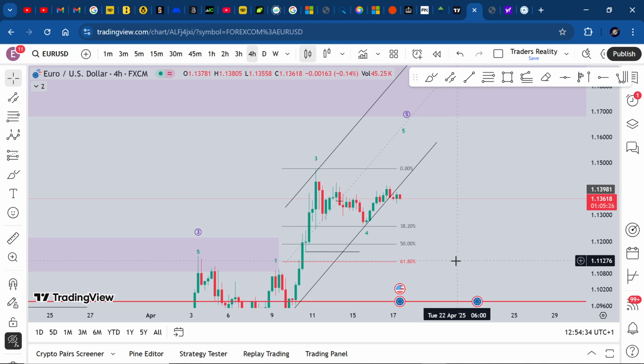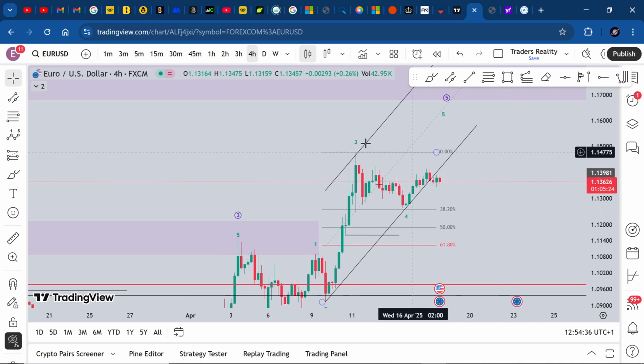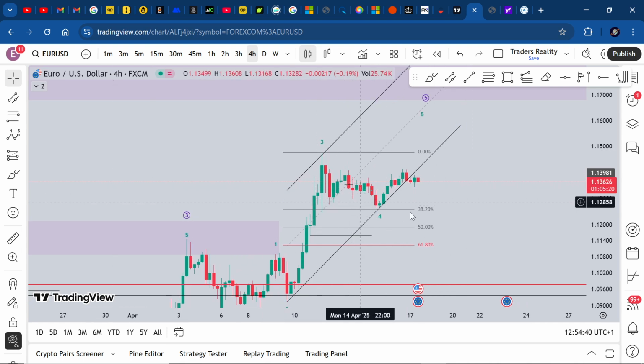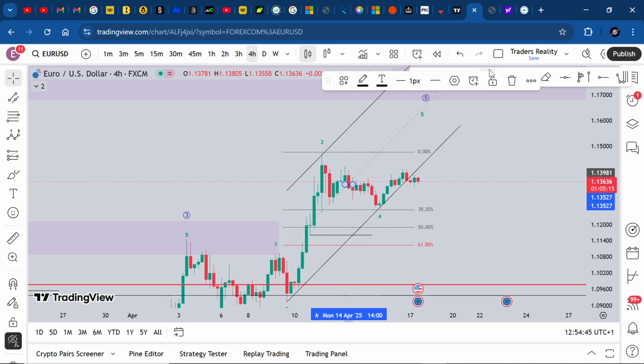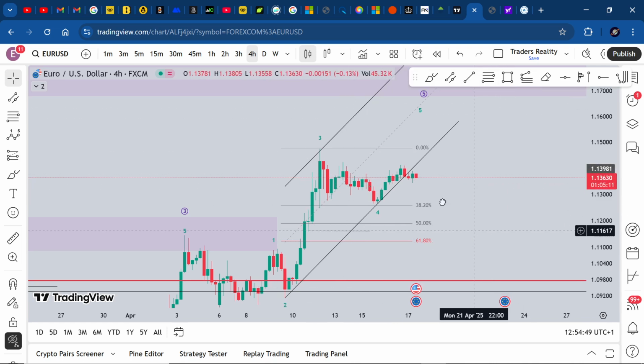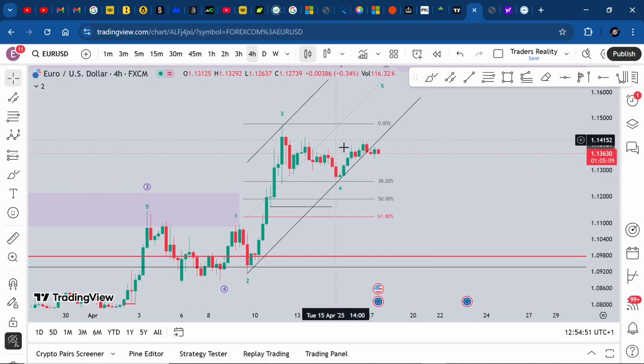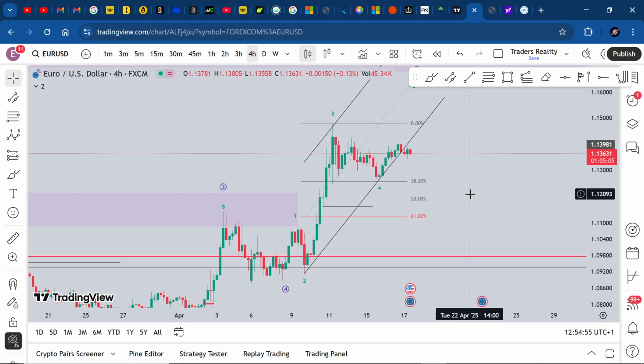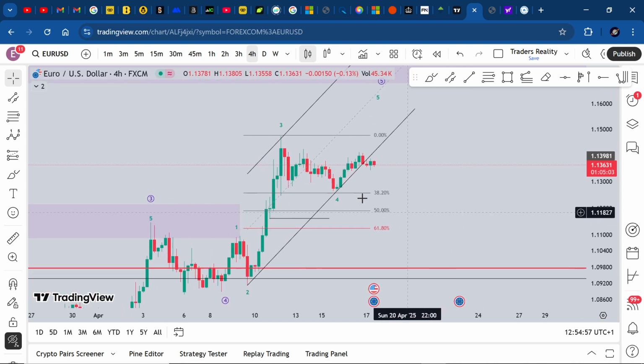Let's go. Now we can see that we're still moving sideways. Ultimately, we're still moving sideways. The count is still valid. I mean, the more it goes sideways, the more it confirms the count, because the fourth wave is usually the most drawn out wave. And potentially we finished it here.